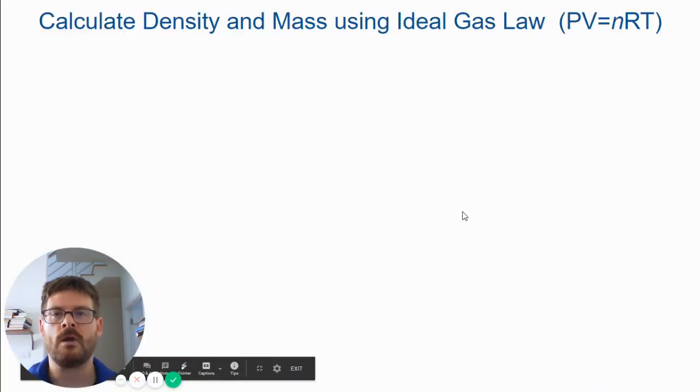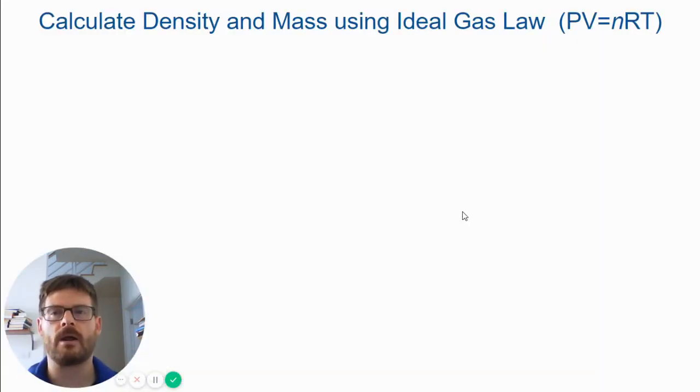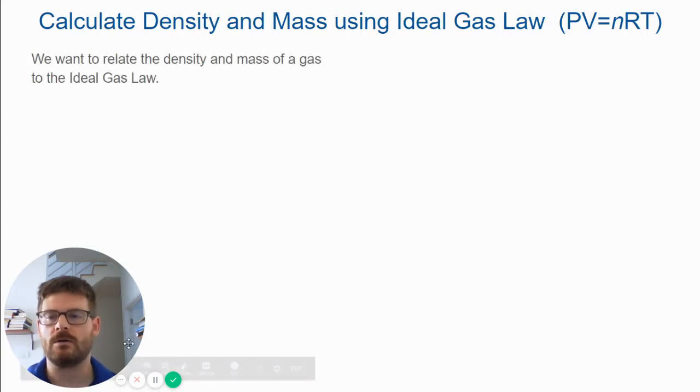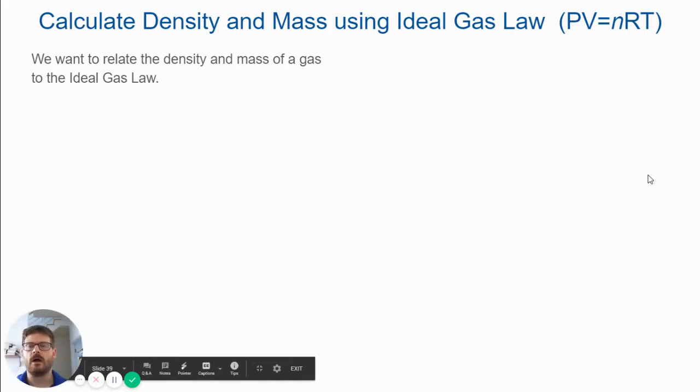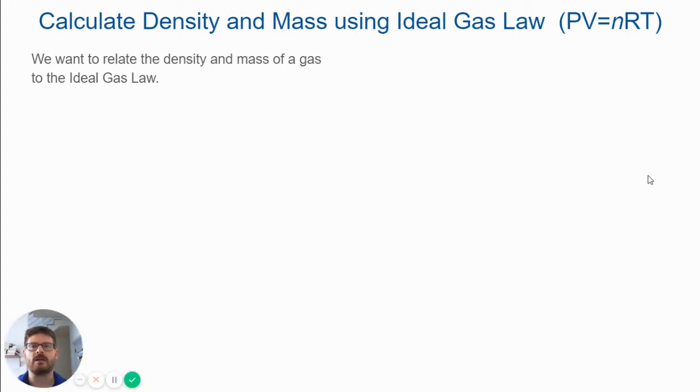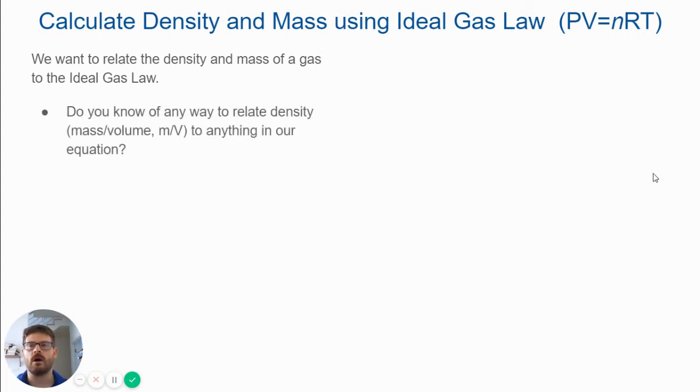Ideal gas law. What we're going to do is talk about how to calculate density and mass using the ideal gas law. And here you can see the equation for it up here. Okay, so before we go too far, let me make myself a little bit smaller. So we want to relate density and mass of a gas to the ideal gas law. Do you know of any way that you can relate density, which is mass divided by volume, to anything in our equation?